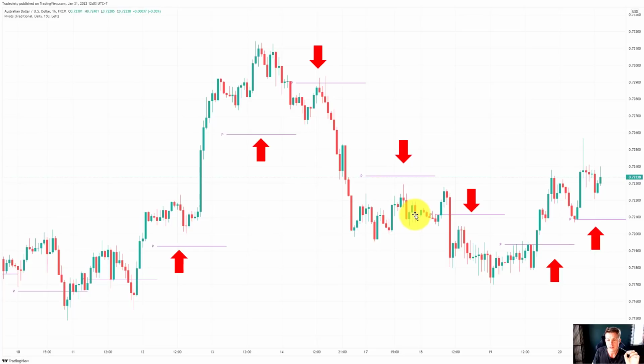A very, very important signal is a pivot point rejection, and we could use a pivot point rejection as a trading strategy. If you're interested in learning about a pivot point rejection strategy, let me know in the comments below and I will show you in a separate video how to do that.